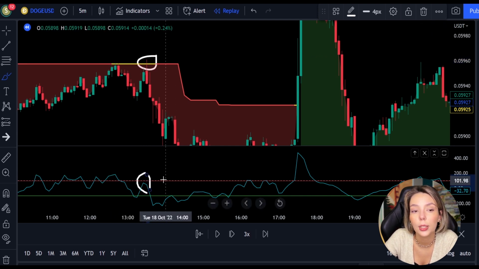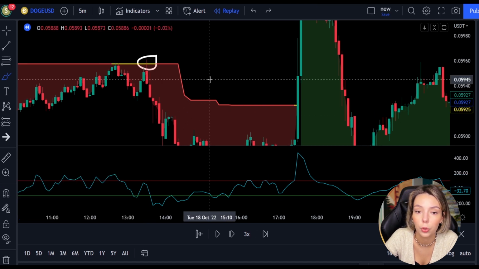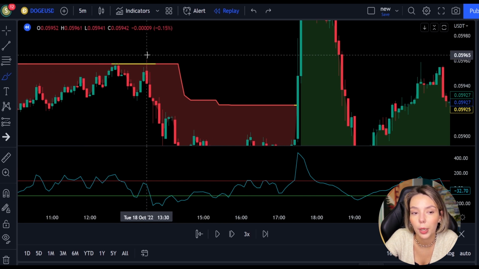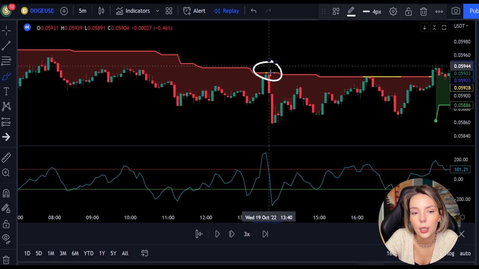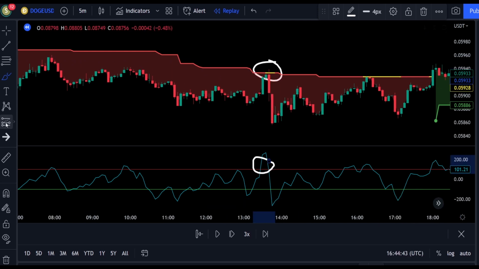Notice here the price action pulled back into the Super Trend, but the CCI didn't get overbought. So in this case, you would skip the signal and wait for a new pullback. On the second pullback, the CCI got overbought, which indicates a valid trade entry.